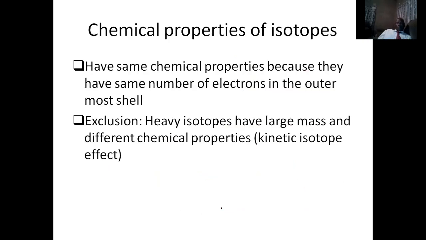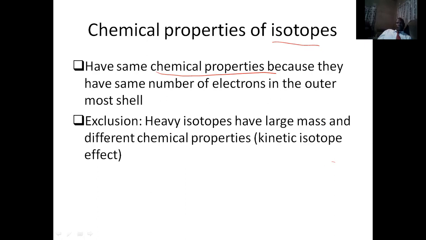Generally, isotopes have the same number of electrons in the outermost shell, because of the same proton number. So we expect that they have the same chemical properties, and they react in the same manner. At O level, we can say the isotopes react the same, meaning that the different atoms of the same element will react the same.